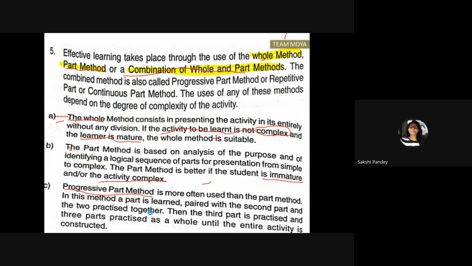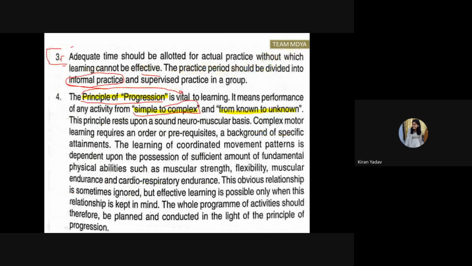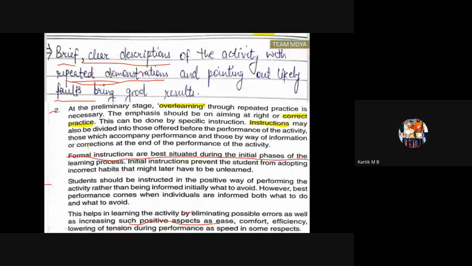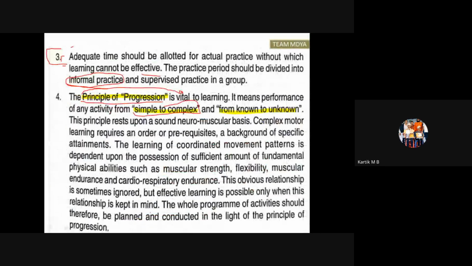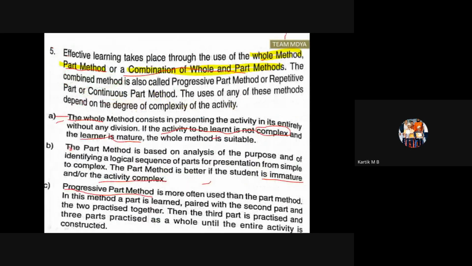Okay. Or if you have any problem in principle of progression, or in whole method, how will we do it, madam? In whole method, the teacher teaches the whole practice. Give an example so that we will understand. Yes, as I gave the example of Surya Namaskara, you are not breaking Surya Namaskara into parts. You are just teaching it in one go, demonstrating it in one go, not dividing it into parts. You are doing it in a flow. Okay, got it.